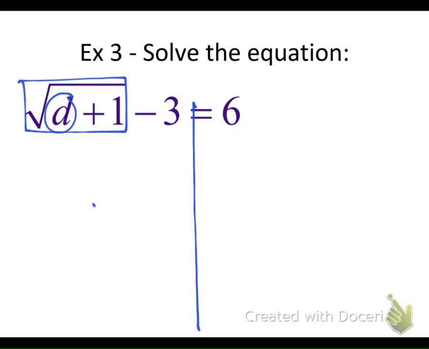Now, step 1 says our goal is to get that square root by itself. Well, in this particular example, is my square root by itself? Is there any other number outside of the square root box? Yes. So there's nothing else on this side of the line of equality. Yeah, that negative 3 is not in that box. It's not part of that square root. So I have to get this square root by itself. So I'm going to have to get rid of that negative 3, that minus 3. So yeah, I'm going to add 3.